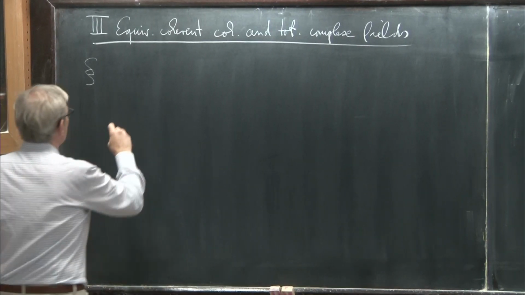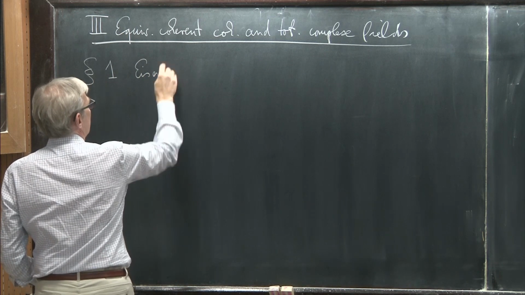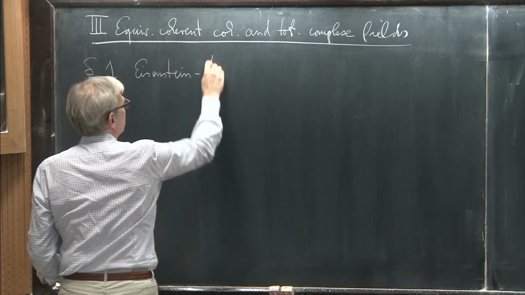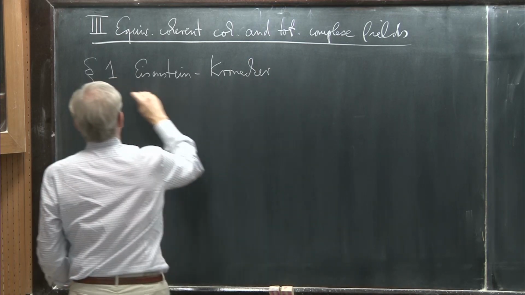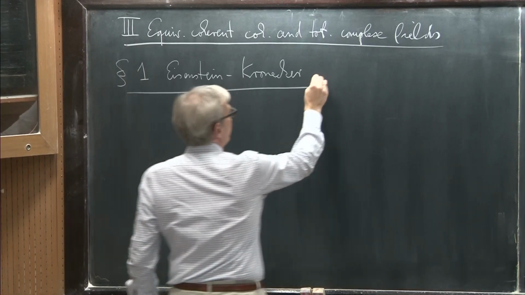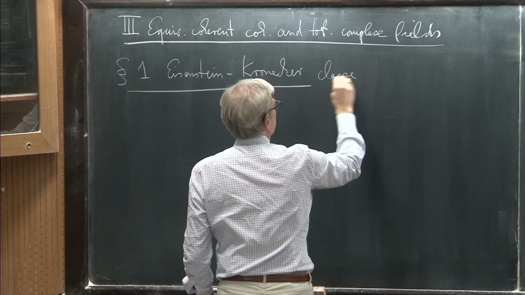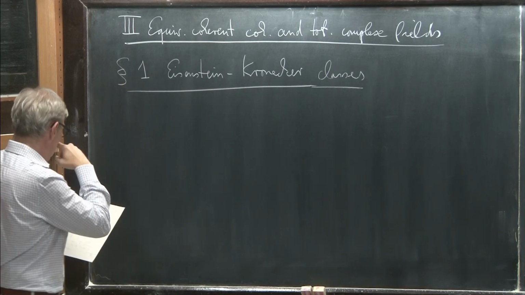So the main gadget here are the so-called Eisenstein-Kronecker classes. And I will also point out why we have chosen this name. I need to set up the stage a little bit here.